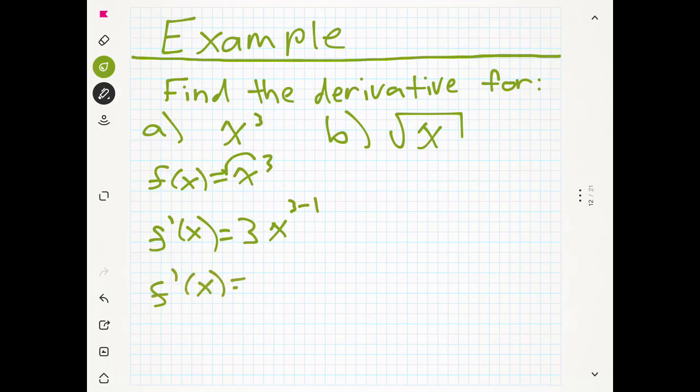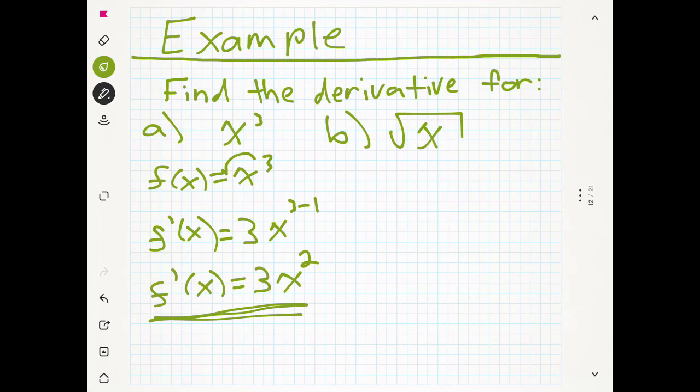F prime of x is equal to 3x. 3 minus 1 is 2, so 3x squared. 3x squared is the derivative of x cubed. And that's it. That's the answer. You are done. All right.